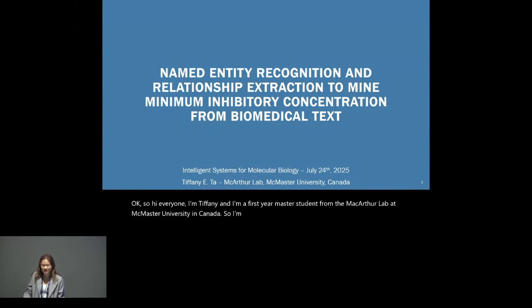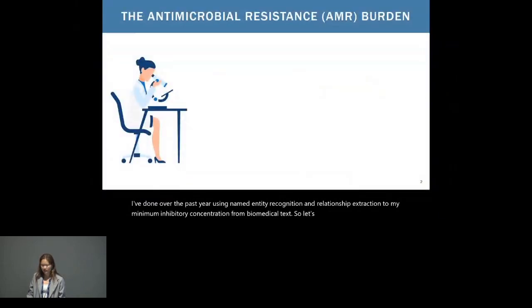So I'm really excited today to present some of the work that I've done over the past year using named entity recognition and relationship extraction to mine minimum inhibitory concentration from biomedical text. So let's talk a bit about the biology first.